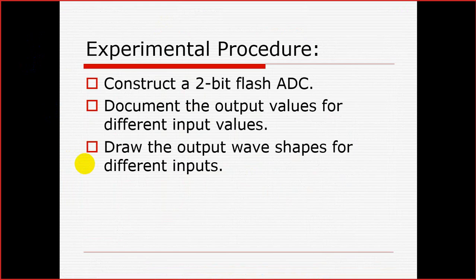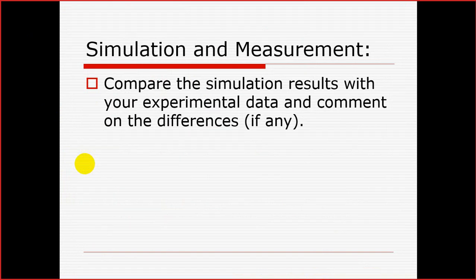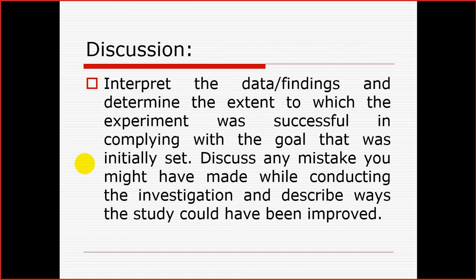So that's the experimental procedure. Construct a 2-bit flash ADC, document the output values for different input values, and then draw the output wave shapes for different inputs. Simulation and measurement: compare the simulation results with your experimental data and comment on the differences. And this is the discussion: interpret the data findings and determine the extent to which the experiment was successful in complying with the goal that was initially set. Discuss any mistakes you might have made while conducting the investigation and describe ways the study could have been improved.